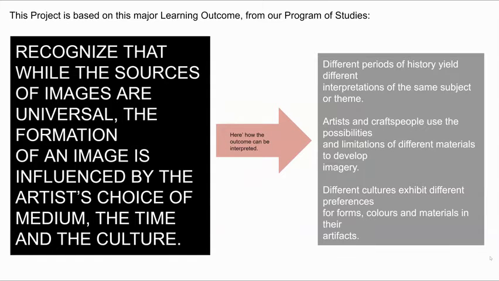This project is based on this major learning outcome from our program of studies, the part in the black box. Recognize that while the sources of images are universal, the formation of an image is influenced by the artist's choice of medium, the time, and the culture. What does that mean? It means that throughout the centuries, as long as humans have been walking on this earth and making art, they have explored the same common themes over and over again throughout the centuries, throughout the decades.